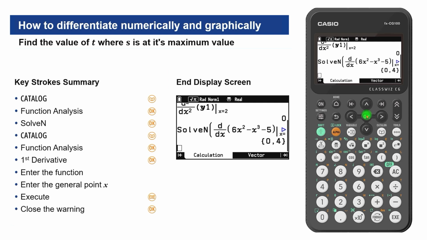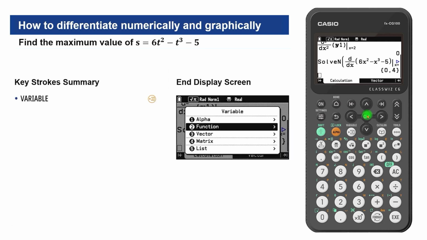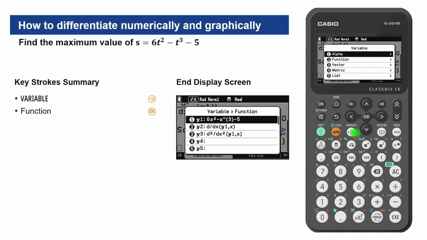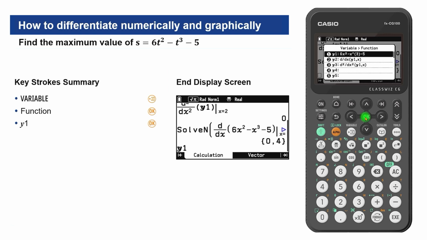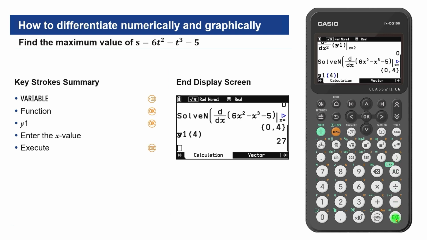for the maximum. In order to find the value of s at the maximum numerically, it is easy to use the handset functionality instead of a manual calculation. Press Variable and Function to recall the graph notation seen earlier. Select y1 and enter the coordinate value 4 to perform a y1 of 4 calculation. Then execute to confirm the s value of 27.